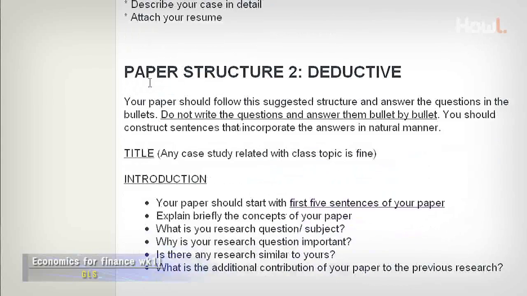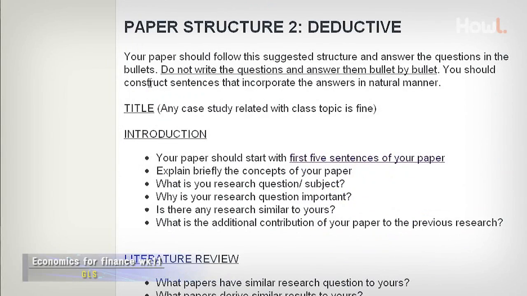In the deductive way, of course, you need a title and introduction. Even if it is deductive writing, you still have the same first 5 sentences to write down for your paper. Explain briefly the concept of your paper. What is your research question and subject? Why is your question important? Is there any research similar to yours? And what is the additional contribution of your paper to the previous research? Then next you go to the literature review. So you have the research question, the investment idea. Then you check the literature, whether people have something similar to or opposite to your own idea.